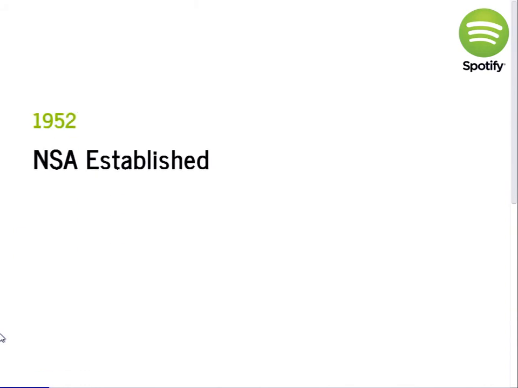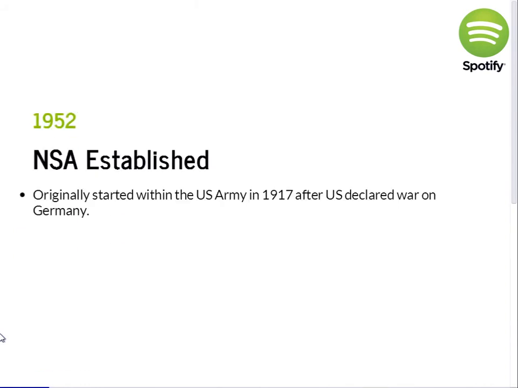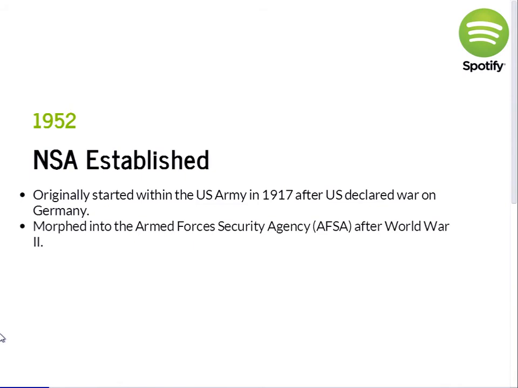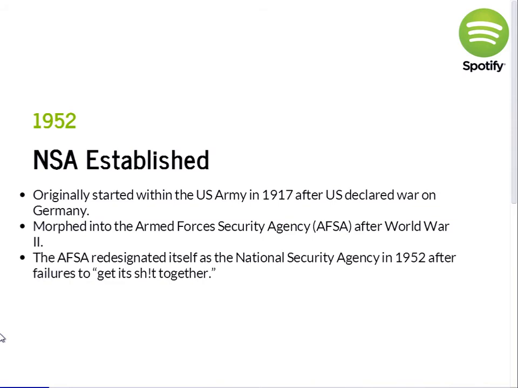Next thing. In 1952, the NSA was established. Originally, it started in 1917, right after the U.S. declared war on Germany. It morphed into the Armed Forces Security Agency after World War II. And then the AFSA couldn't really get its act together, so it rebranded itself as the NSA in 1952.